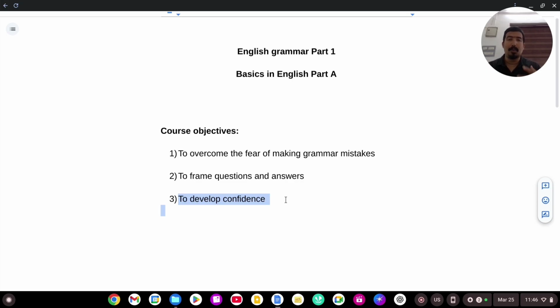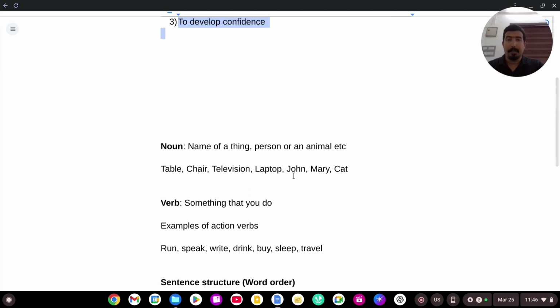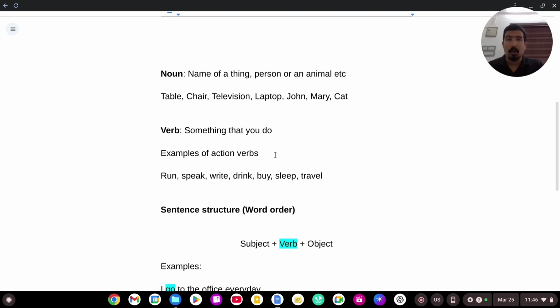Just like you don't know how to make a question, you don't know how to frame a question, you don't know how to give an answer properly, and you have a fear of making mistakes. So in order to develop your confidence, that's the third objective, you need to tick the first two ones. You need to achieve the first two ones. Okay, so let us start with the portions and make sure you prepare your notes as well.